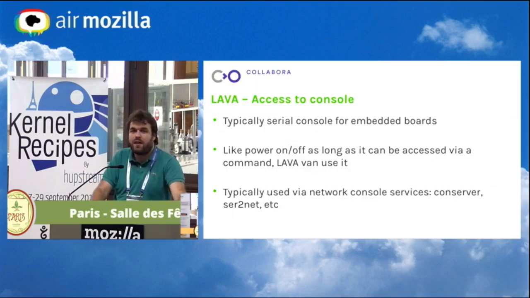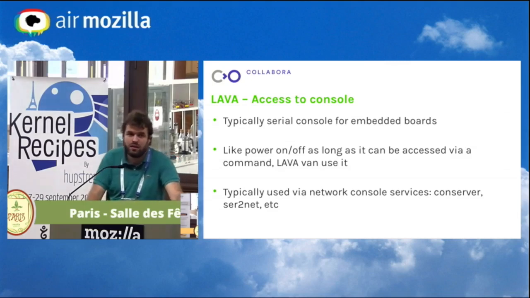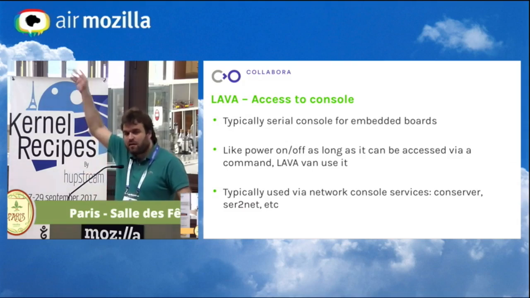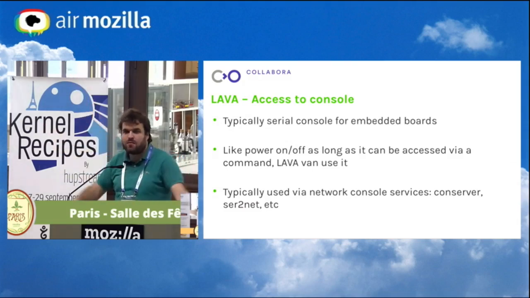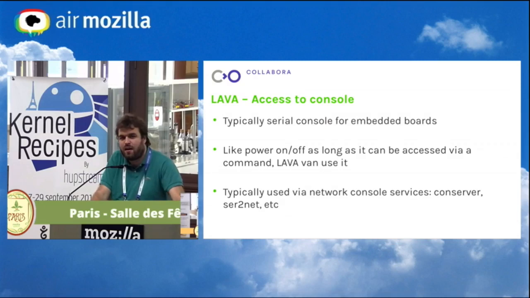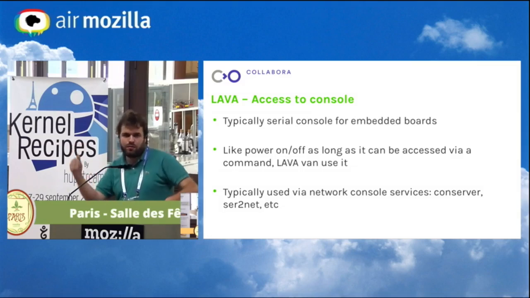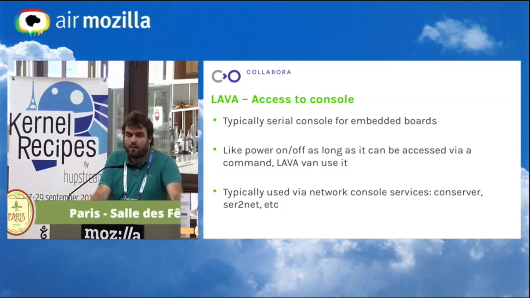Then you need access to the console. So typically serial. What we do is that we have a Lava server somewhere, and we have a lot of boards all around. So the boards are not connected to the Lava server. They're connected to other little servers in different places. So the console has to be over the network. So we use conserver, there's also ser2net and a bunch of these things, which are basically just serial to network connectors.